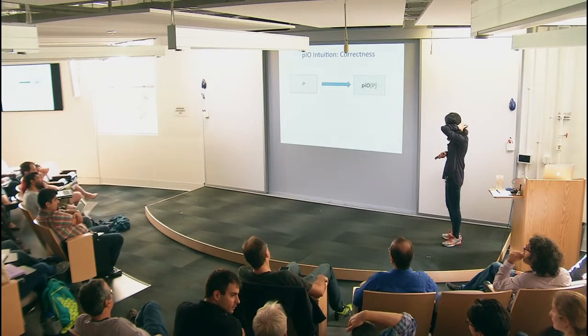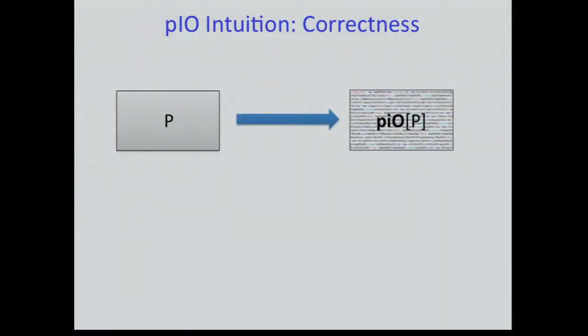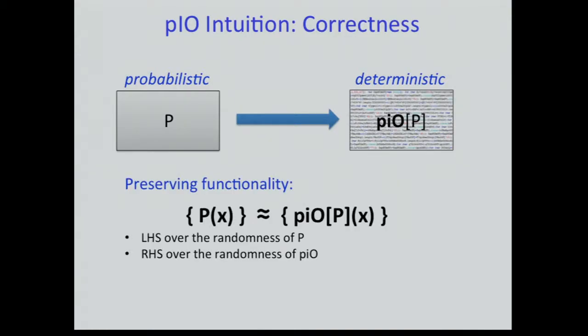All right, so what do we want when we try to obfuscate a probabilistic program? First of all, the paradigm now becomes that I want to turn a probabilistic program into an unintelligible and deterministic one. But I still want to say it preserves functionality. So what does that mean? I cannot say that this deterministic program outputs the same thing because there isn't any single thing. So to say preserving functionality, I will require the output distributions to be indistinguishable.